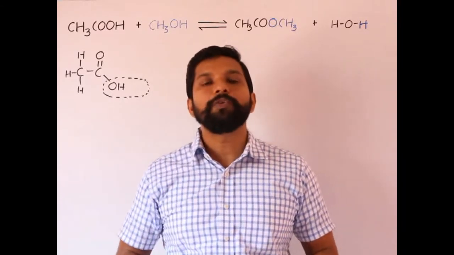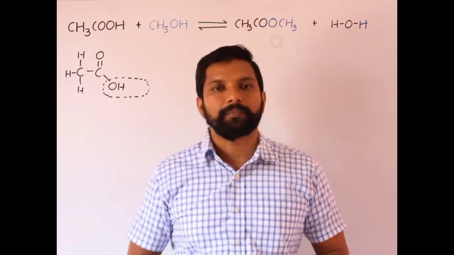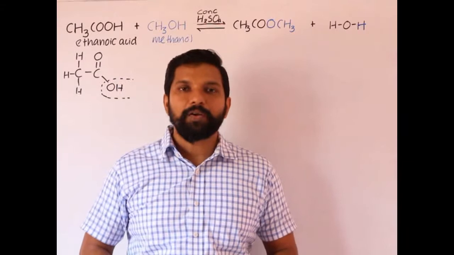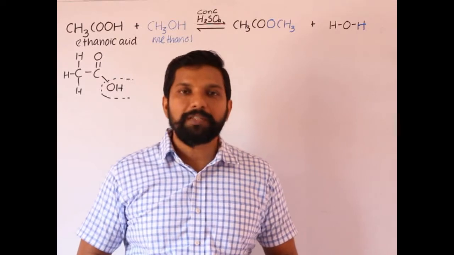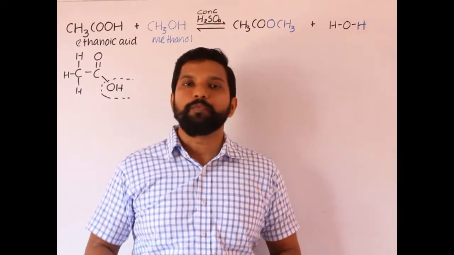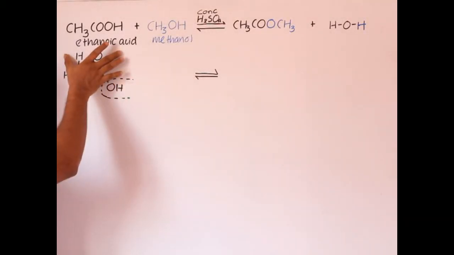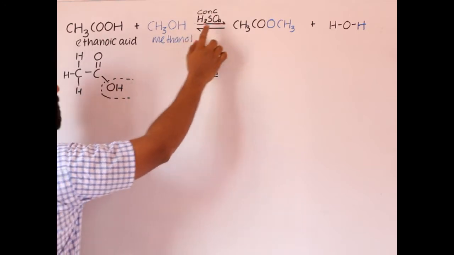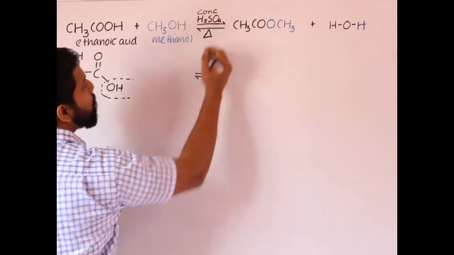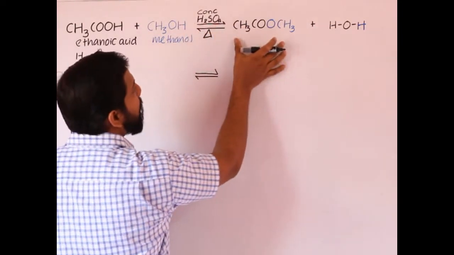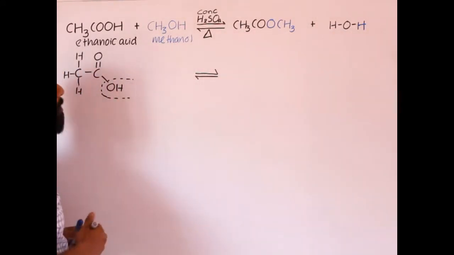Let's see how we write the formation of esters from carboxylic acids. Carboxylic acids and alcohols react to produce esters and water in the presence of concentrated sulfuric acid and when we heat the mixture. Here is an example. Ethanoic acid reacts with methanol in the presence of concentrated sulfuric acid when we heat the mixture to produce the ester called methyl ethanoate and the byproduct water.